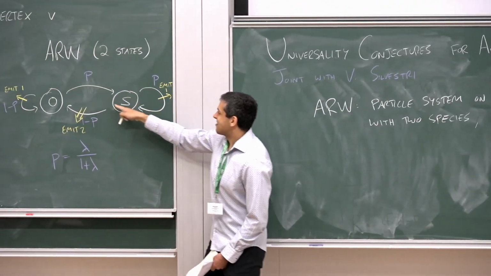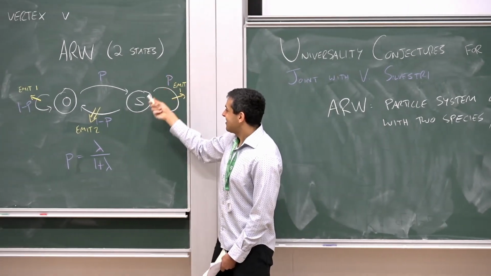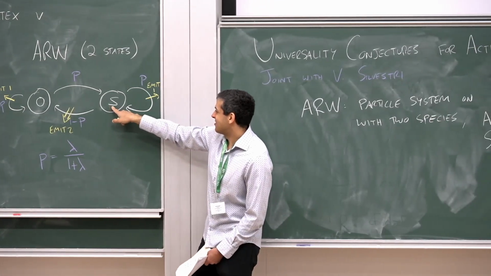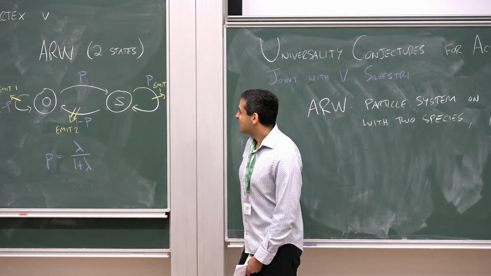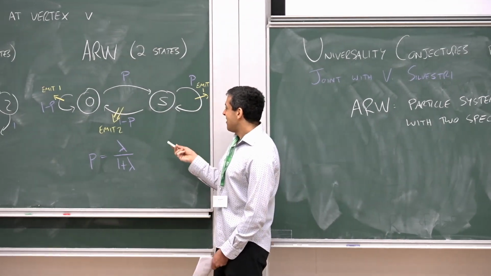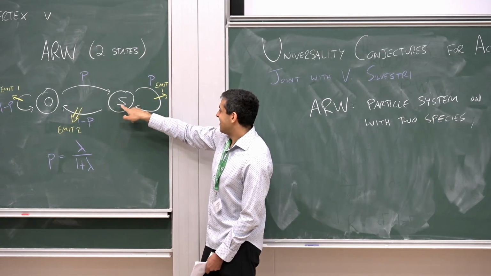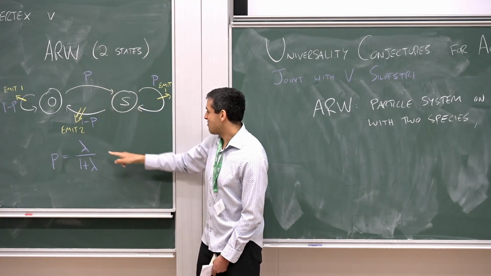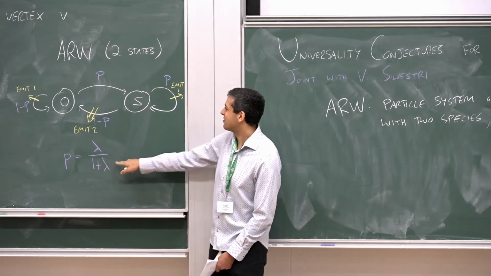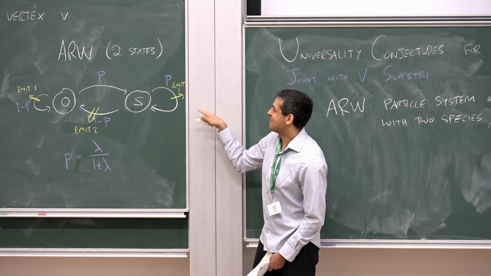And here's the corresponding chain for activated random walk, where there are only two states. 0 represents empty, and S represents that there's a sleeping particle. And the transitions are, no matter what state you're in, independently of the past, you transition to state S with probability p, where p is related to the sleep rate by p equals lambda over 1 plus lambda. But how many particles you emit depends on which of the four transitions you just did.